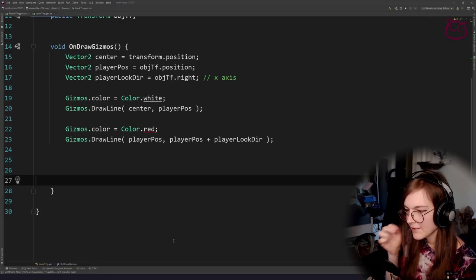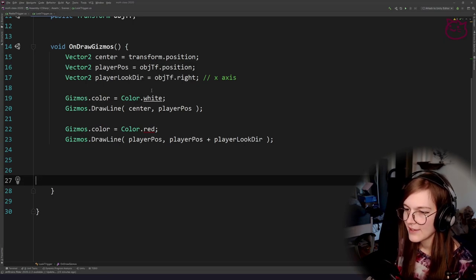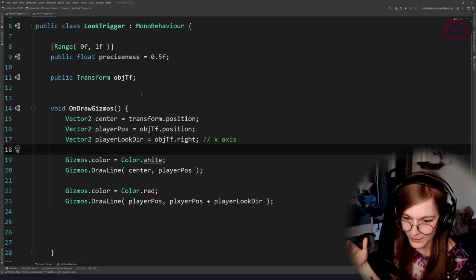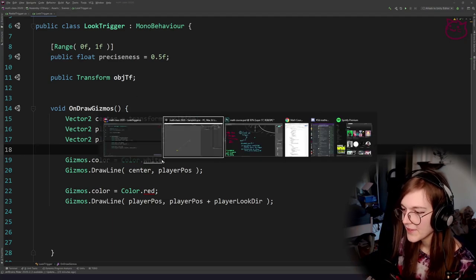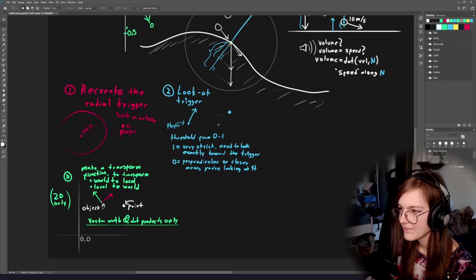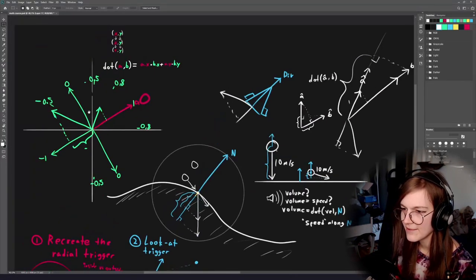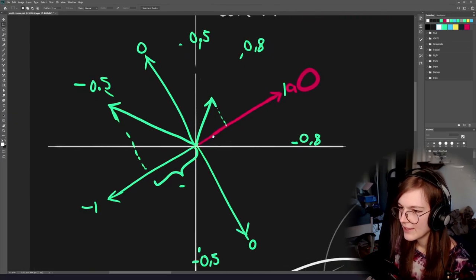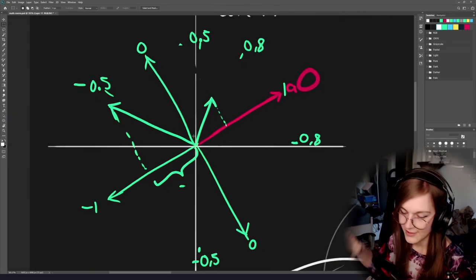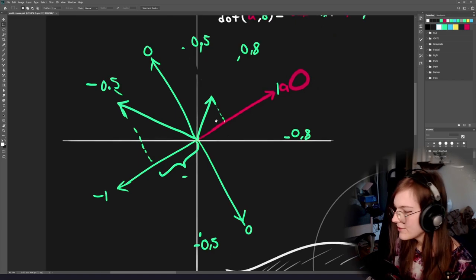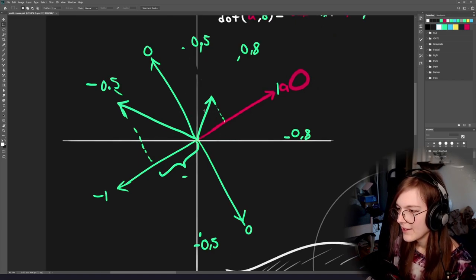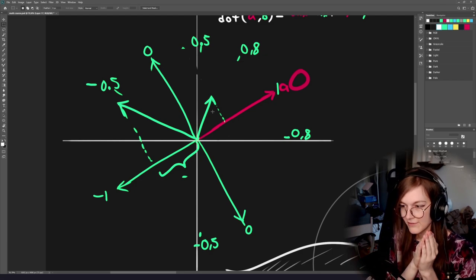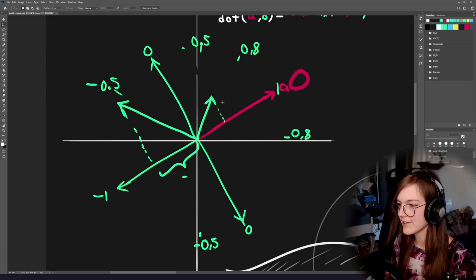Okay. So the next thing we need to do is figure out how to check if you're looking towards something or away from something. And this is something we talked about yesterday. It's one of the ways we can use the dot product. Remember how we talked about if you have two normalized vectors, then doing the dot product between those two can sort of tell you how close they are to being similar versus looking directly away from each other.